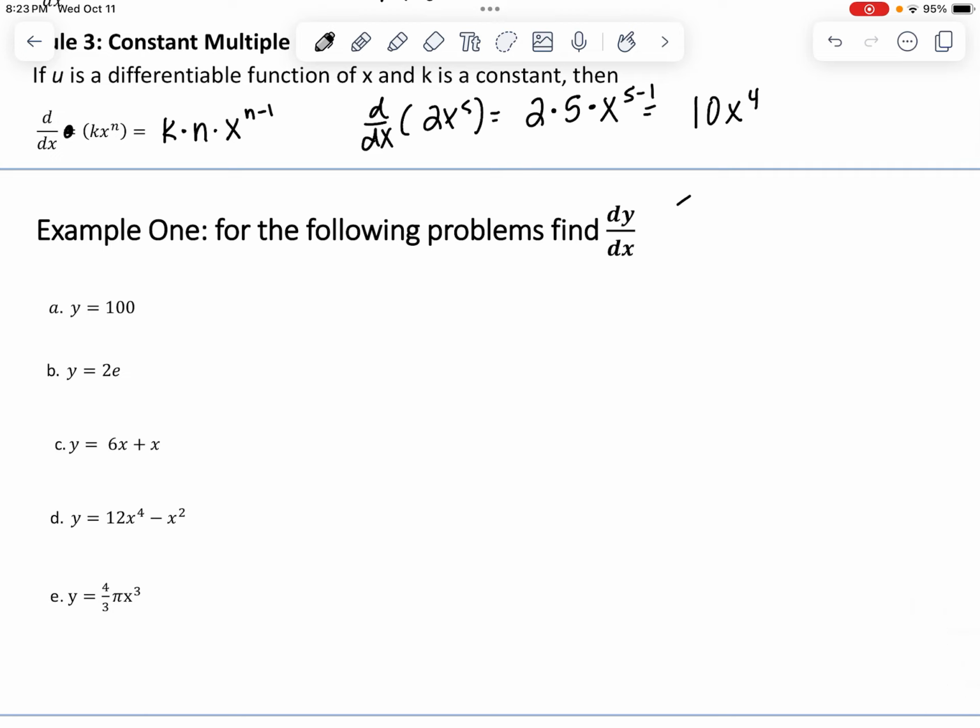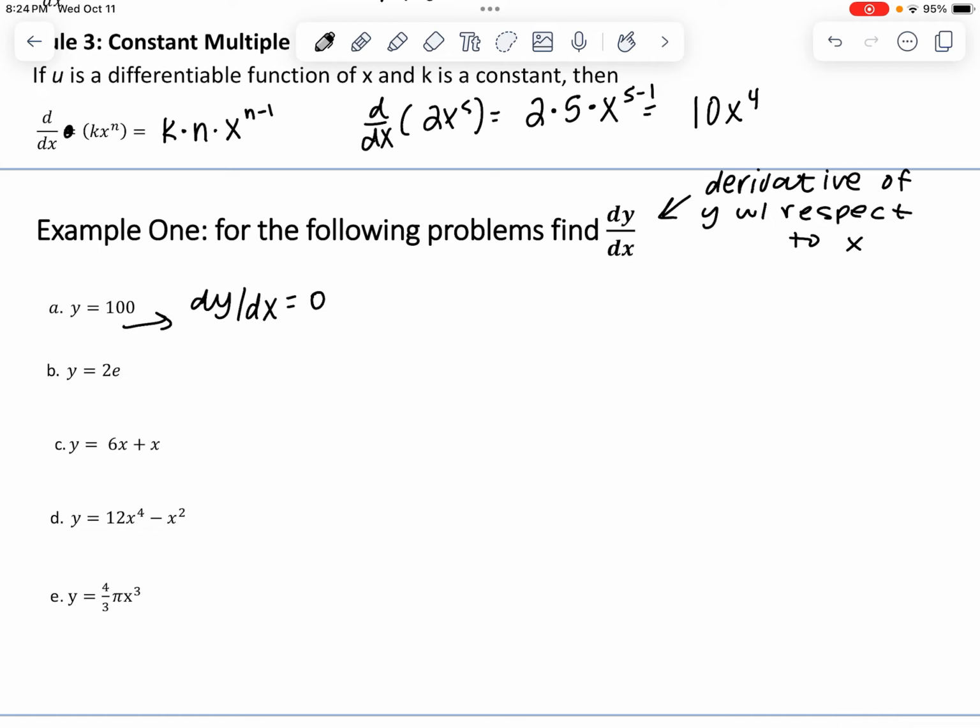Remember, dy/dx is asking you to find the derivative of y with respect to x. That just means the dependent variable is y and the independent variable is x. So the derivative of y equals 100, well, that's just a constant, so the derivative of that is 0.